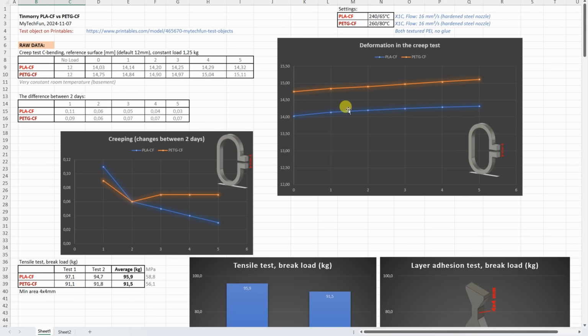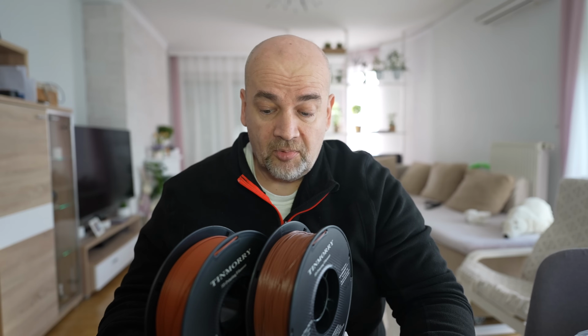Yes, here the PLA performed better compared to the PETG, but don't forget that this was only on very constant room temperature. But if this temperature would be, I don't know, 30, 35 degrees Celsius, for example, or outside or something like that, I believe that in this case the PETG would perform better compared to the PLA on this creeping test.